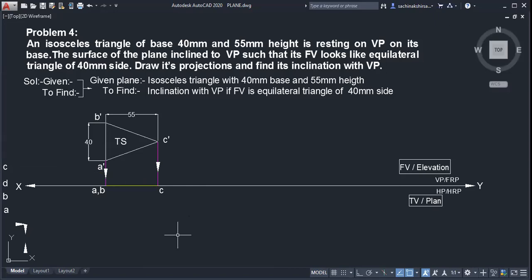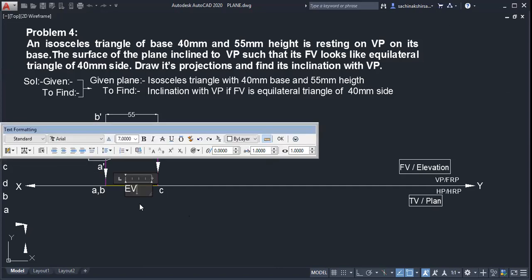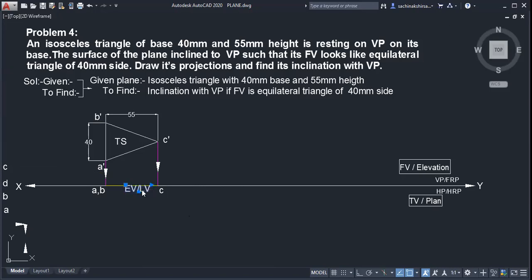Line view, what is this? As we discussed, this is simple. It is line view. What is another name of line view? Edge view. It will be edge view or line view. Okay, means the first step is over.